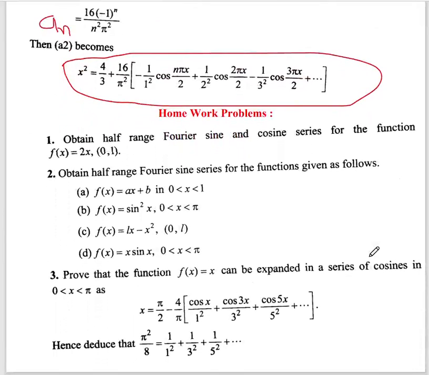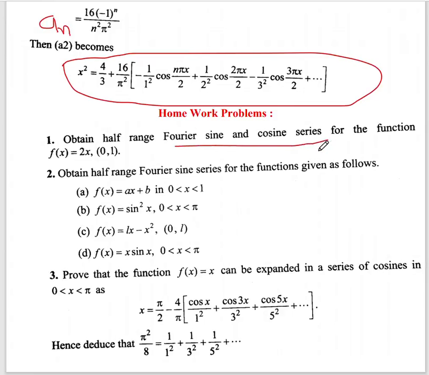Now I will give you some homework problems for practice. So this is example number 1. This is a Fourier sine series and cosine series problem. You have to solve this problem by both series. You can solve this problem by only Fourier sine series, and this is related to Fourier cosine series. Okay, so you have to solve this problem as homework.